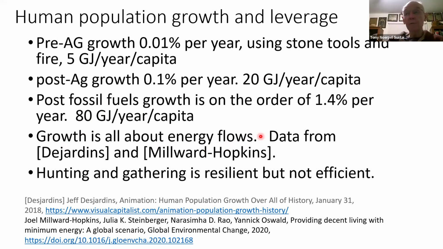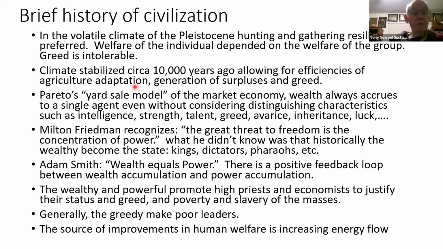That's how we were able to grow, as we evolved better ways of capturing the available energy in our environment. Hunting and gathering is extremely resilient. That's why they could survive when the climate was varying quite a bit, because they could move and follow the game and so forth. It's not very efficient. So once you could do agriculture, you get more efficiency and you can grow the population. So this is a brief history of civilization. I'll go through this.